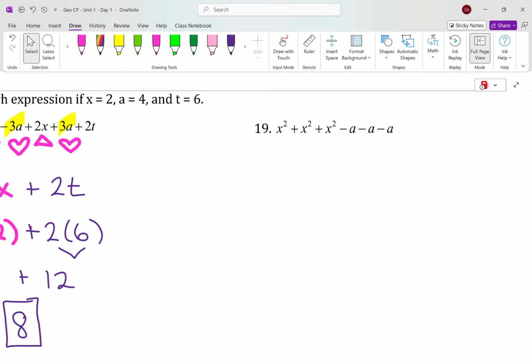Ooh, according to PEMDAS, do we do exponents first or multiplication first? There we go. Yep, so inside the parentheses, not outside.